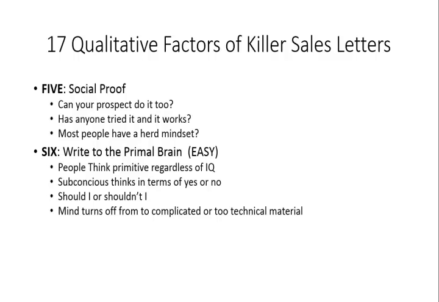Principle number six, you want to write to the primal brain. In other words, people really respond to things that they believe are going to be easy and simple, that are not going to require any work, and that are going to happen instantly. People think this way regardless of how smart they are, regardless of what their IQ is. You want to talk to their subconscious. Their subconscious tends not to make difficult or complicated decisions. They answer questions like, should I or shouldn't I? That's the buying question that you want them to start asking, and they will answer it if you help them do that by speaking to their primal brain.